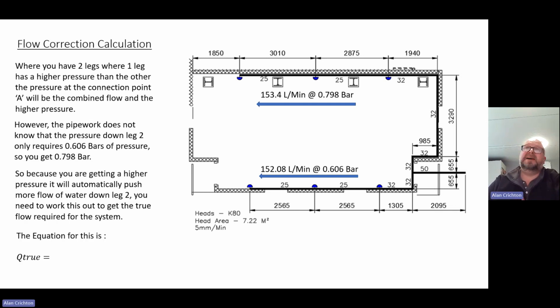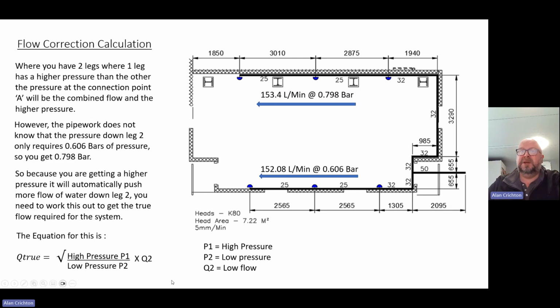So the equation for that is, Q true, which is the correct flow, true flow, equals the high pressure divided by the low pressure. You square root that, and then you times it by the low flow. Okay, and when we square root the high pressure and low pressure, we get a ratio, and it's that ratio that we then times by the lower flow.